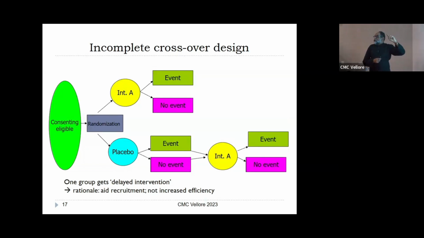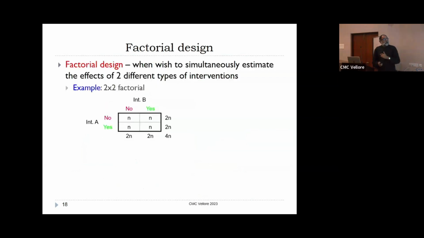Well, if I want to recruit people and say, everybody, you want to get A, because nobody wants to get placebo, so okay, everybody's going to get A, but some people are going to get placebo first, and then you'll get A. And so we don't give placebo after we've given A. So it's not a true crossover. It's called an incomplete crossover. And so this is just to help with recruitment, not to increase efficiency. So everybody okay with crossover?